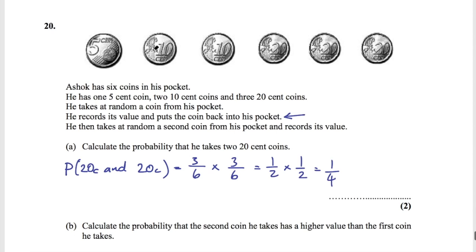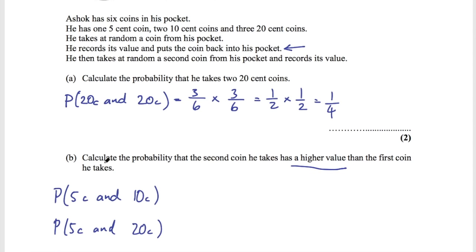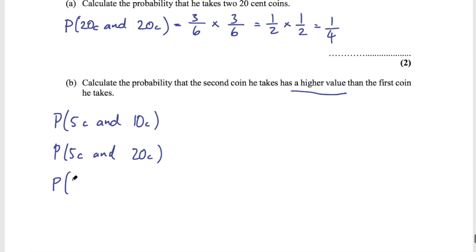Okay, so that's if I pick a 5-cent coin first. And if I picked a 10-cent coin, then I could only pick a 20-cent coin because it says the second coin needs a higher value. Not the same or higher, it only says higher. So the only other possibility is I pick a 10-cent and a 20-cent. So we need to work out the probability of all of these occurring.